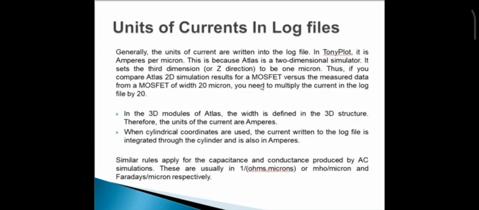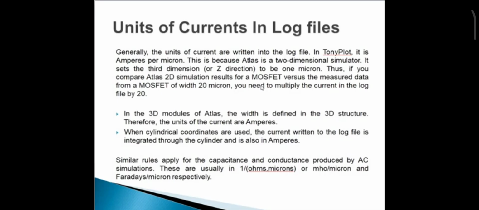Next is the unit of current in the log file in case of nanowire FET. Generally, the unit of current written in the log file, in TonyPlot, is ampere per micron. This is because Atlas is a 2D simulator. It sets the third dimension, or z direction, to be 1 micron. Thus, if you compare the Atlas 2D simulation result for a MOSFET versus the measured data from a MOSFET of width 20 micron, you need to multiply the current in the log file by 20.